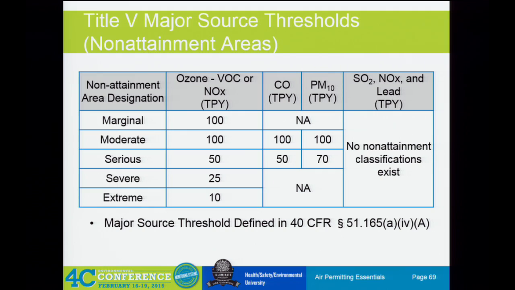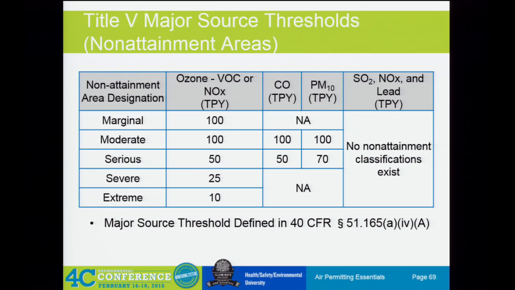So depending on your designation for ozone, so we talked about the different designations when we showed the maps. If you're severe, you're going to have a lower limit. And the reason for the lower limit is that because they know that area is going to take longer to come into compliance with the National Ambient Air Quality Standards, they want you to have a Title V operating permit in place so that everybody knows what your requirements are.